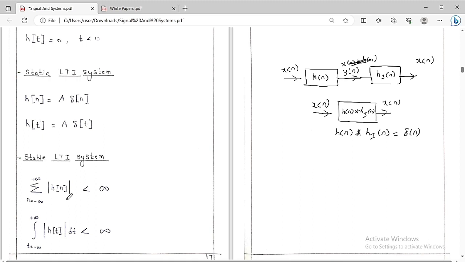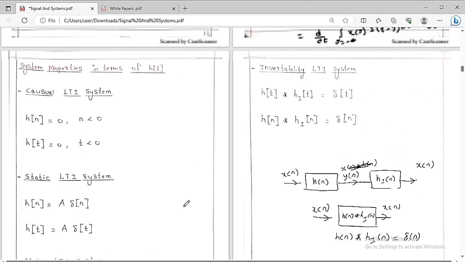So the summation from n equals minus infinity to plus infinity of mod of h of n should be less than infinity, or the integration from t equals minus infinity to plus infinity of mod of h of t dt should be less than infinity. If this condition is satisfied, only then can we say it is a stable LTI system, otherwise it is an unstable LTI system.